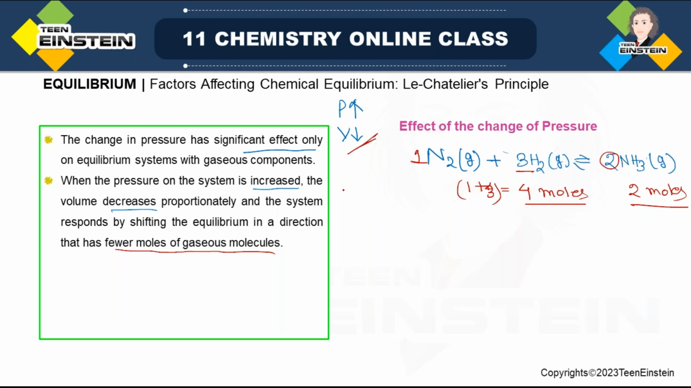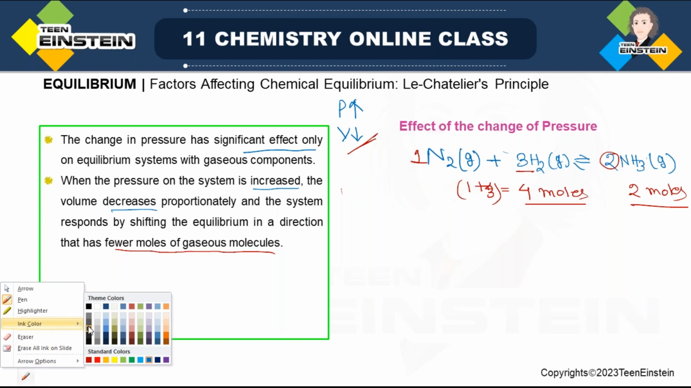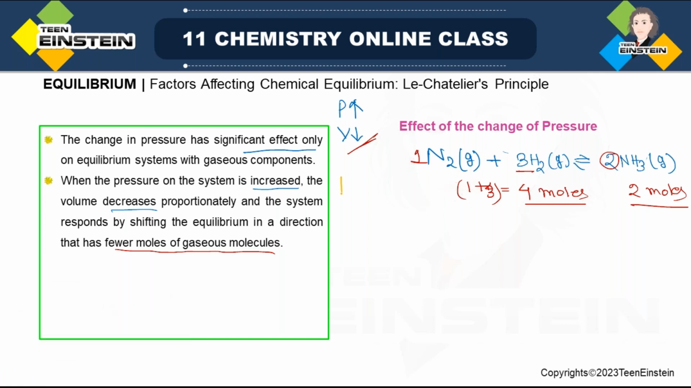Now similarly, another possibility we also have to consider. If I am decreasing the pressure, how can it be done? You can take the system in a closed container where a piston is involved. When we move the piston downward or upward, depending on that, pressure can be increased or decreased. So first case we considered pressure increased. Now if pressure is decreased, obviously volume will increase.